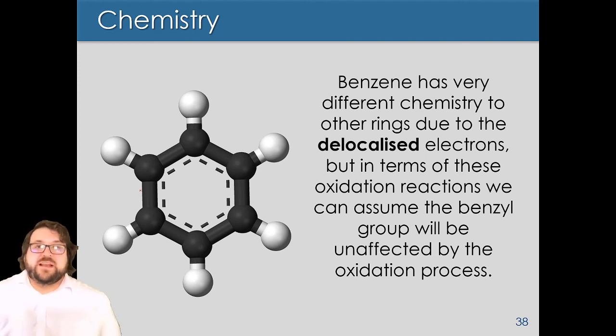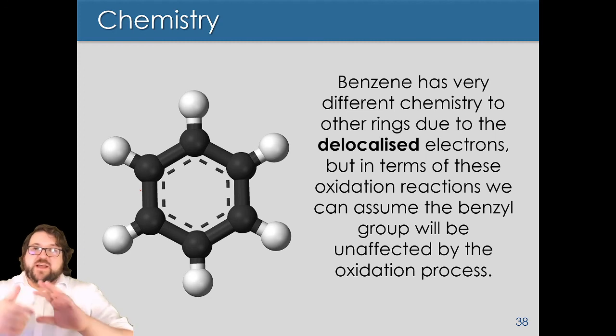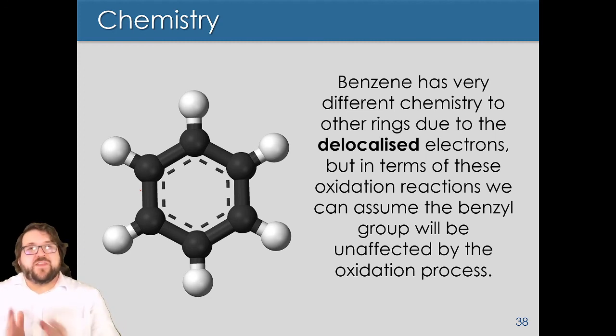Benzene's got really, really different chemistry to the other rings, the rings that are not double bonded. And be aware that this is not a type of alkene. It's not a triene. It is its own functional group. They're really useful, but we're going to assume that they're going to be unaffected by anything to do with oxidation. And again, we're going to see those later on, but I thought I'd just mention what they are now.